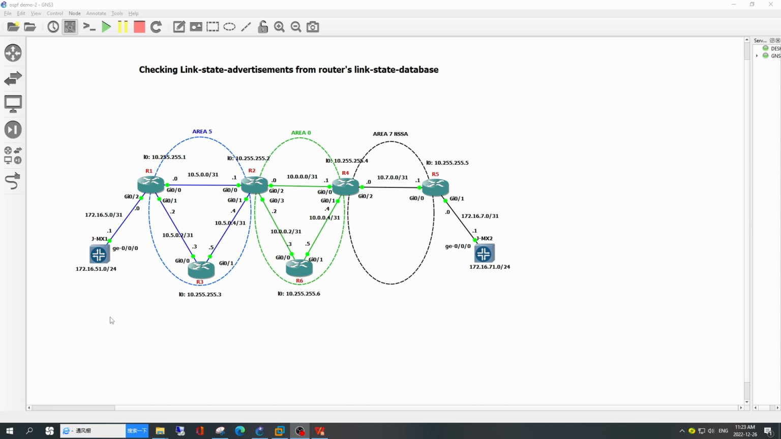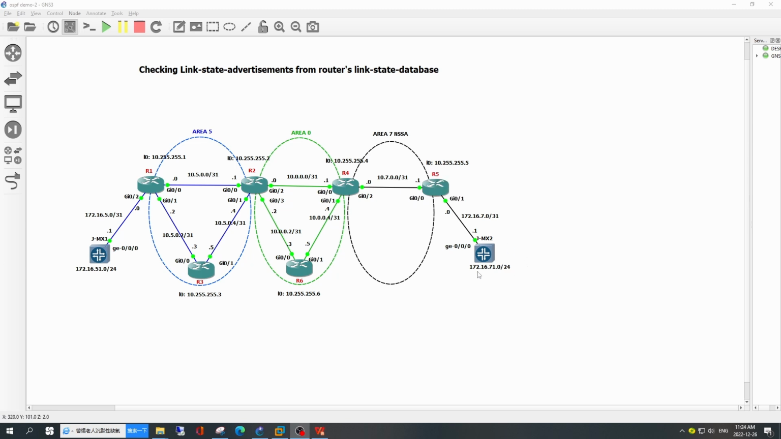From the left-hand side, there is an external network connected to R1. On the right-hand side, there is another external network connected to R5. The left external network is redistributed into OSPF from R1. On the right-hand side, the external network is redistributed into OSPF from R5.